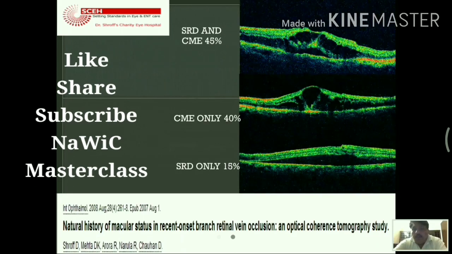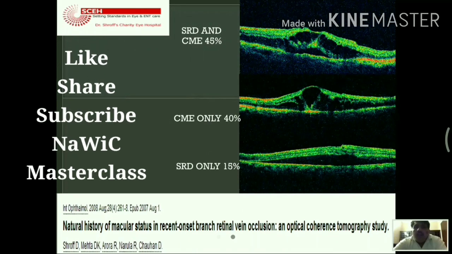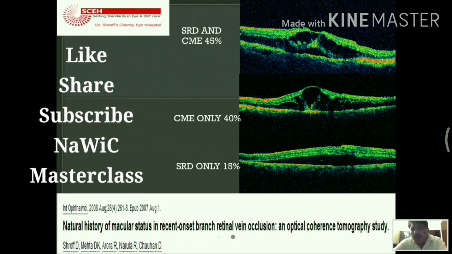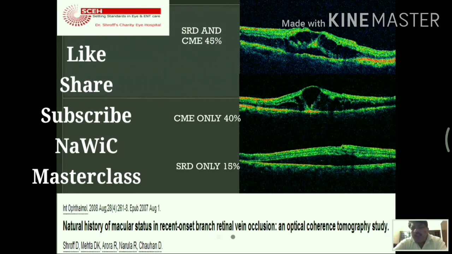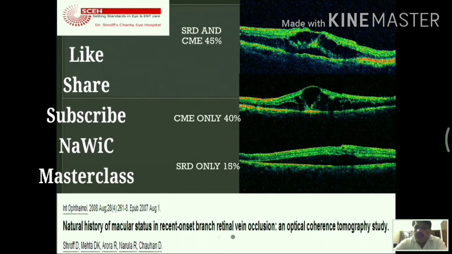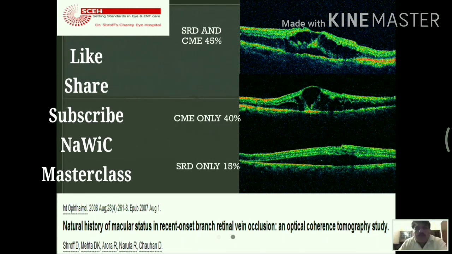So this was an interesting paper, which, when I started retina, I didn't know much about. Most commonly what we see is cystoid macular edema along with subretinal detachment. That accounts for 45%. Only CMEs are seen in around 40% of the patients. And this was a paper from GNEC, wherein they showed that 15% of the patients may present with just a subretinal detachment. So only a subretinal detachment or a neurosensory detachment can be a presentation for an RVO.